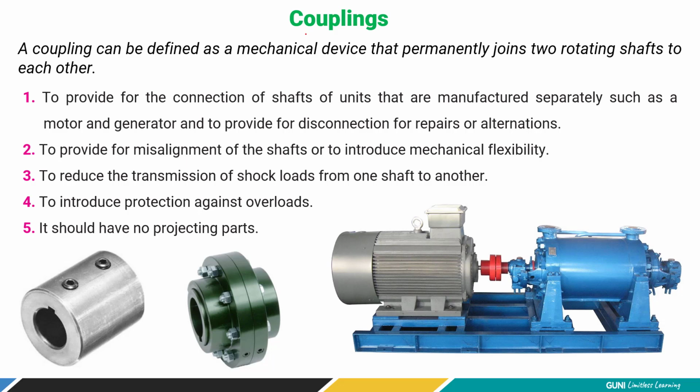From the word itself, coupling means to join two elements. In our syllabus, a coupling can be defined as a mechanical device, remember, a mechanical device made up of materials, which permanently joins two rotating shafts to each other. This is the basic function of a coupling. The word itself says you are joining two things together, but in our case, we are going to join two shafts.